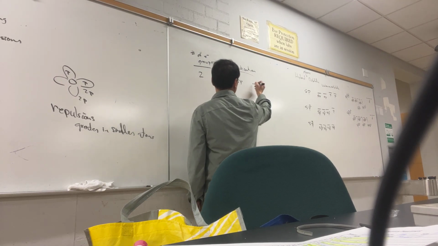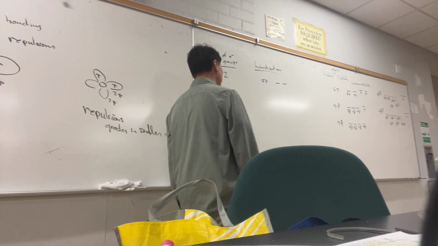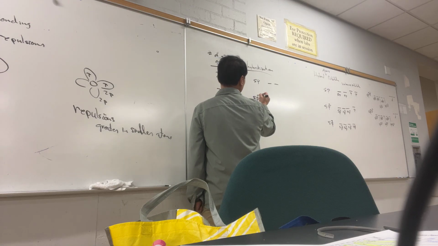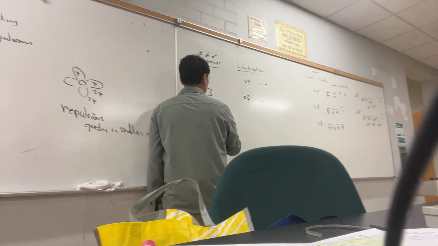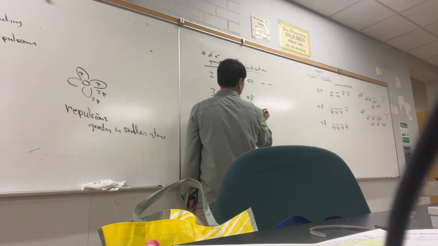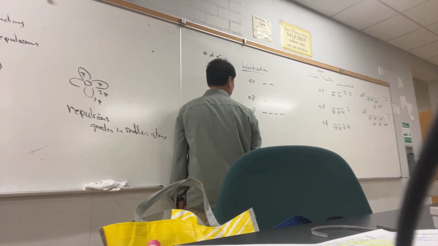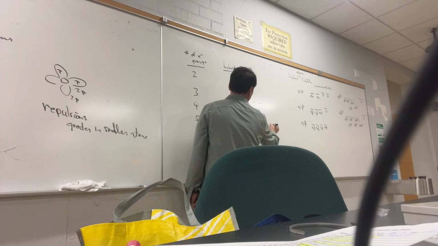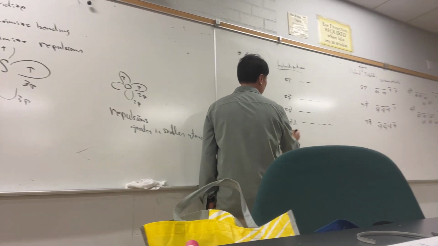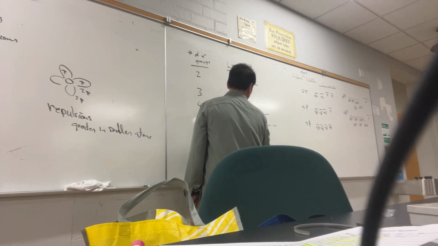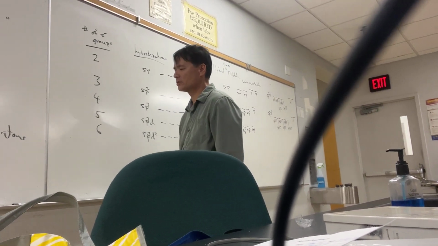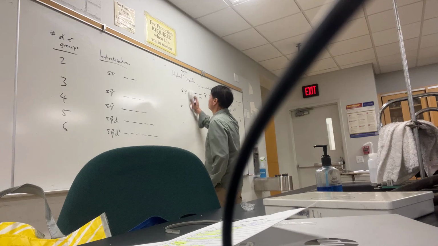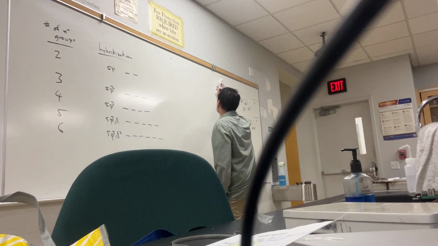Five groups, it's going to be sp3d, 5 orbitals there. In 6 groups, we'll have sp3d2, so we'll have 6 orbitals to accommodate the groups. So we're going to start off with the simplest hybridization. We'll come back to water when we get to 4 groups, I think.